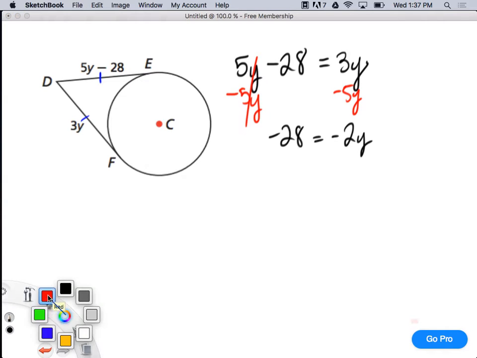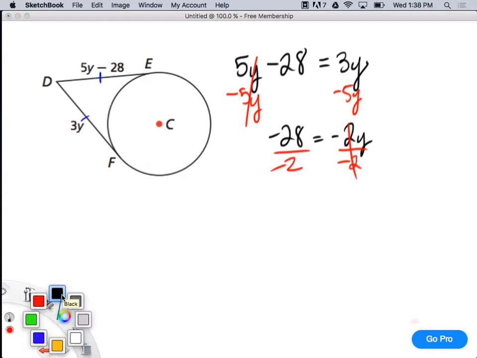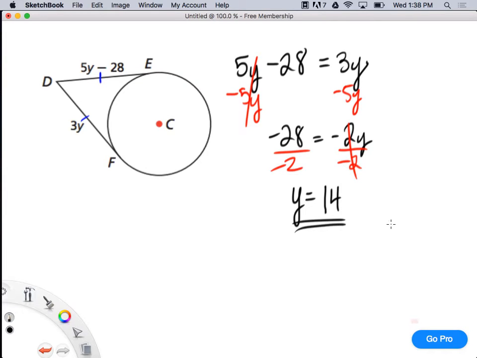Then what do I do? Divide by 2, not just 2, but negative 2. Very good. And I get y equals, what's negative 28 divided by negative 2? 14. Good. So I get that y is equal to 14, but wait a second. Does that tell me how long it is? Now what do I have to do? Plug it into the equation. I plug it in. Here, I get 3 times 14, which is 42.